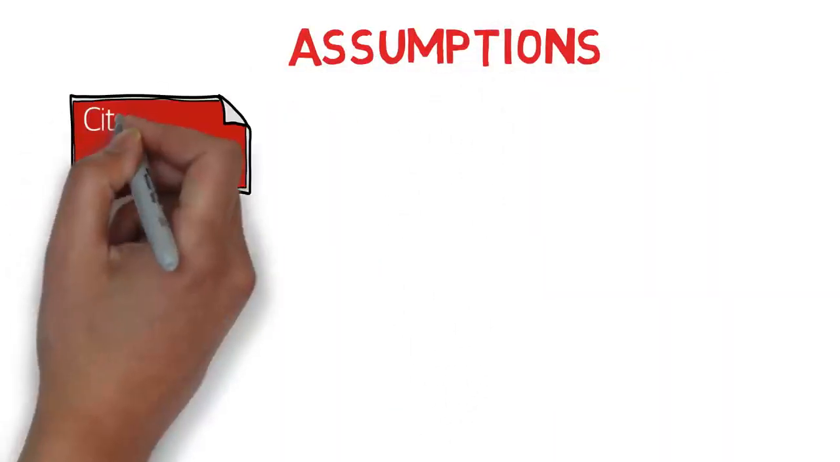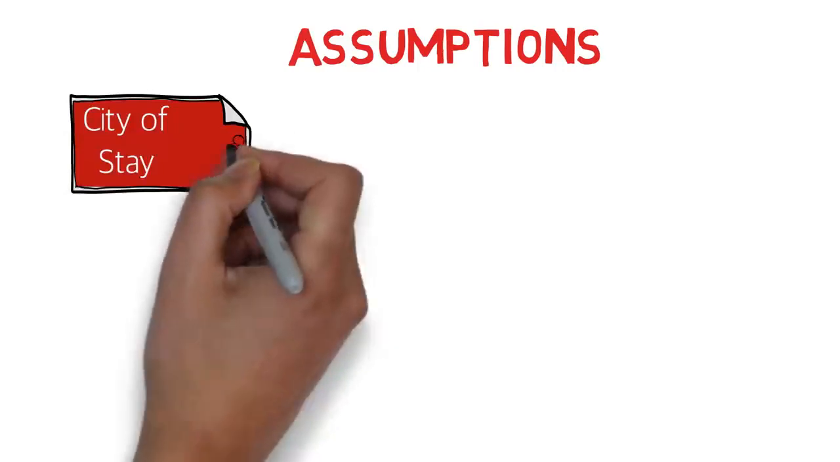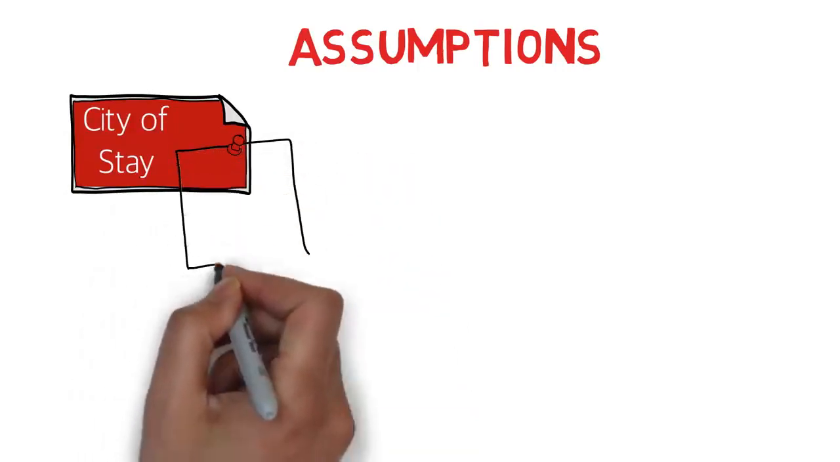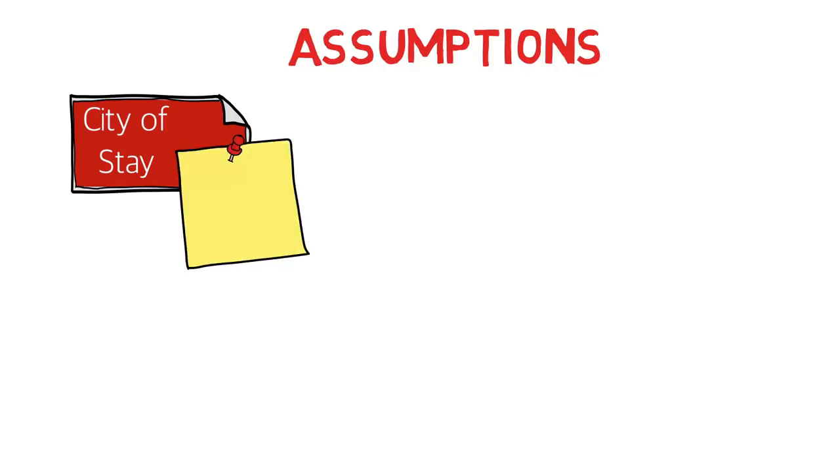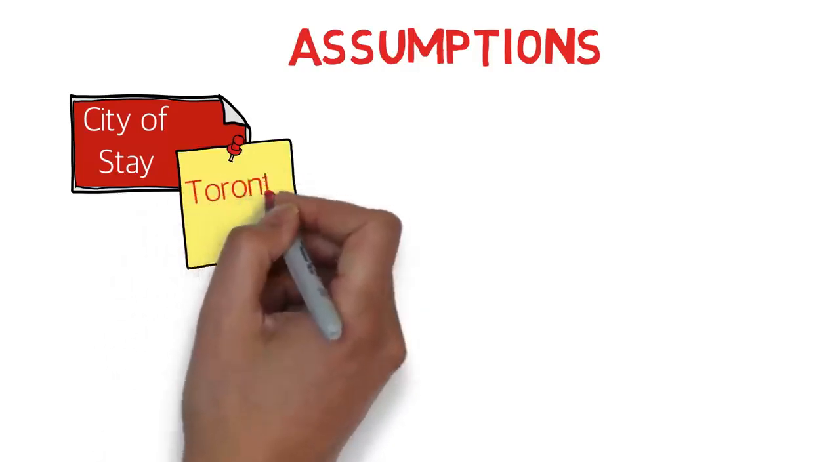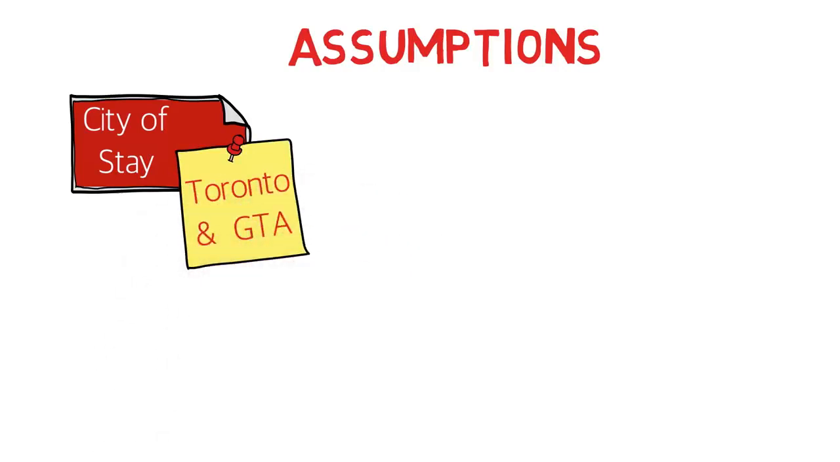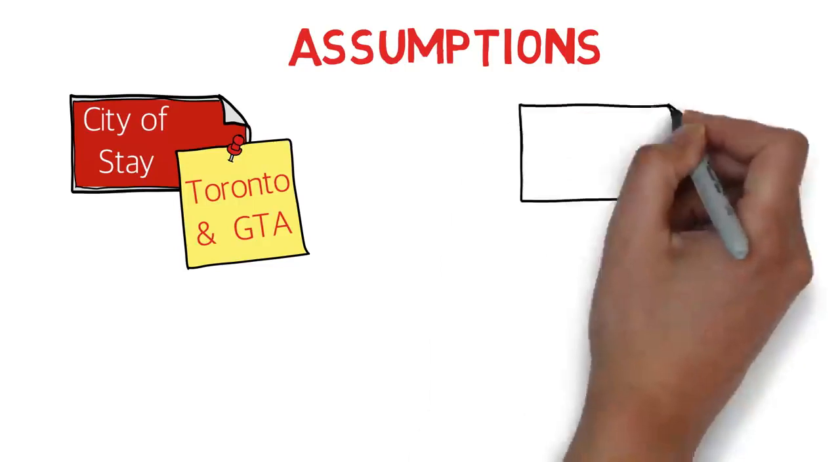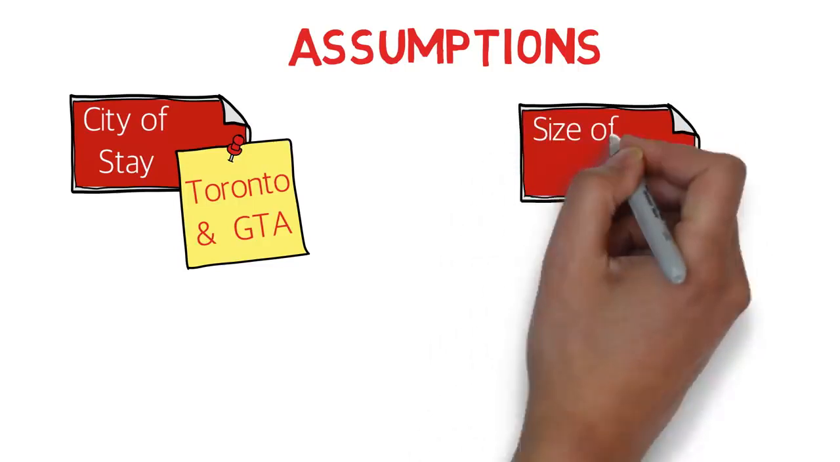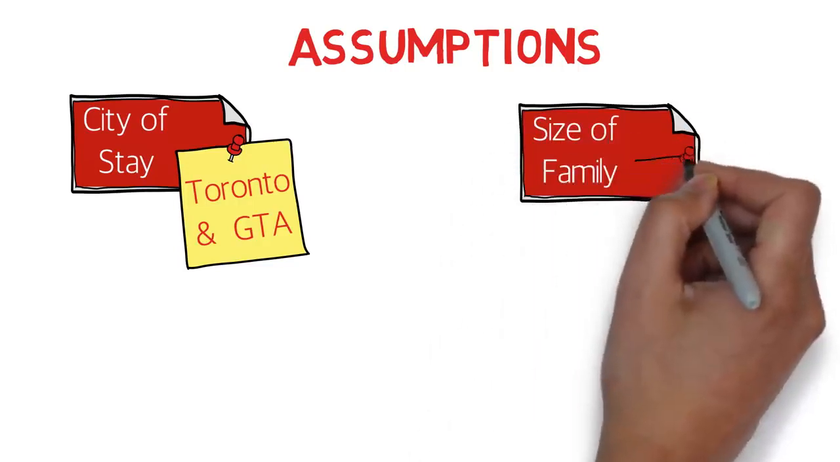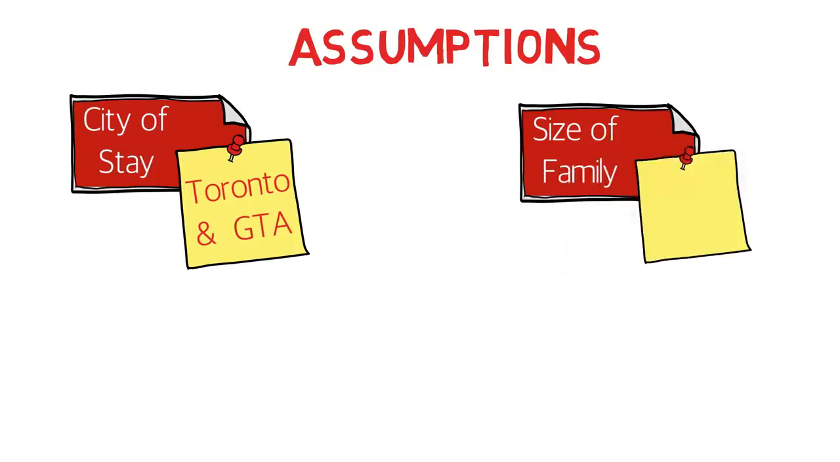Okay, now before starting the list of the expenses, I have to tell you a few assumptions. City of stay. Obviously, the expenses actually differ from one city to the other, from one province to the other. So all the expenses that I've told in this video are in respect to Toronto and GTA region, which is Greater Toronto Area. Okay, now the size of family. In this video, I've covered all the expenses probably for a family of 1 to 3 people.